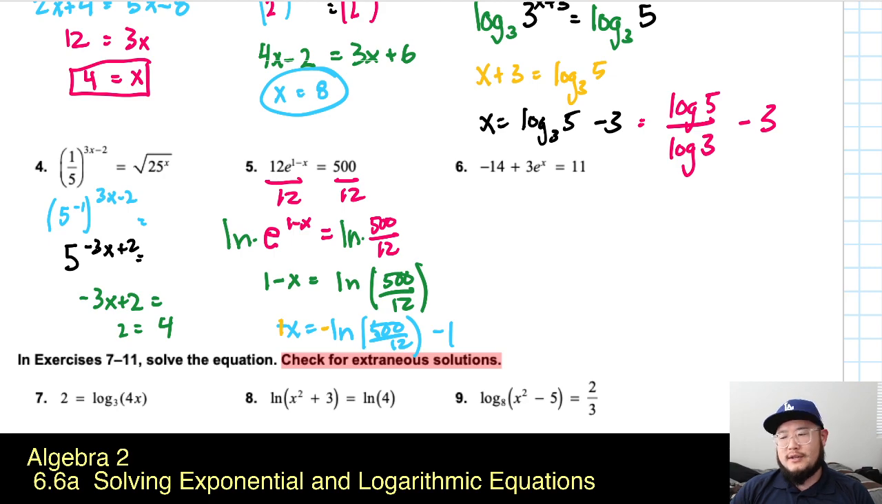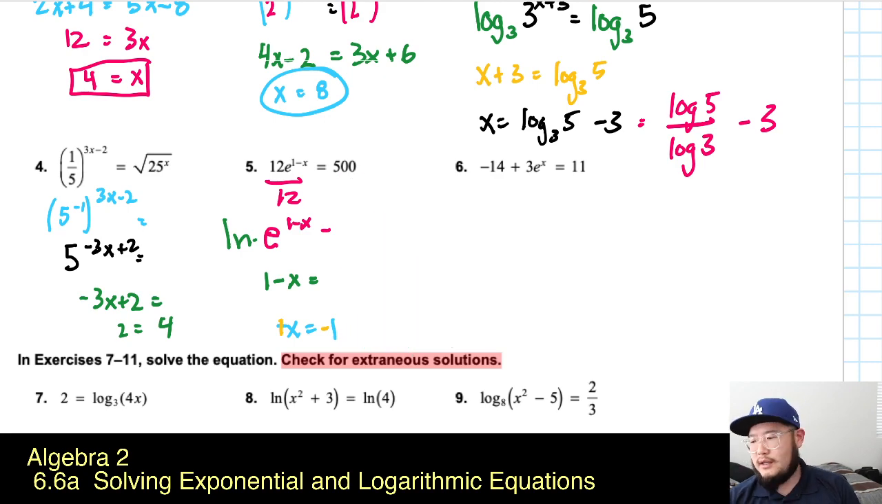Let's take a look at our last example for this first part. All right, so let's see what we can do right here. Let me erase some of this and take a look at number 6. Okay, so first things first, let's move that negative 14. So I'm going to add 14 to both sides.